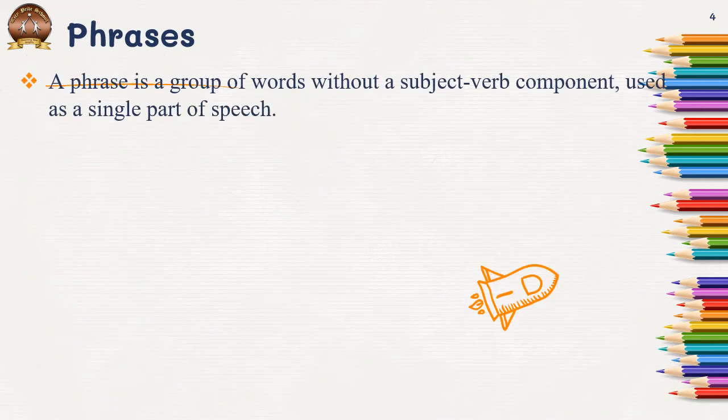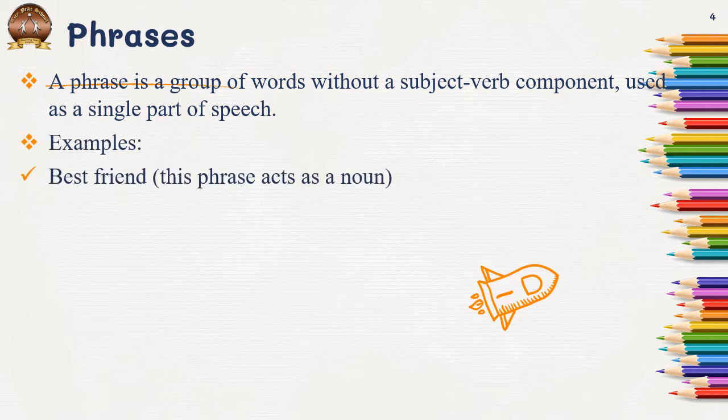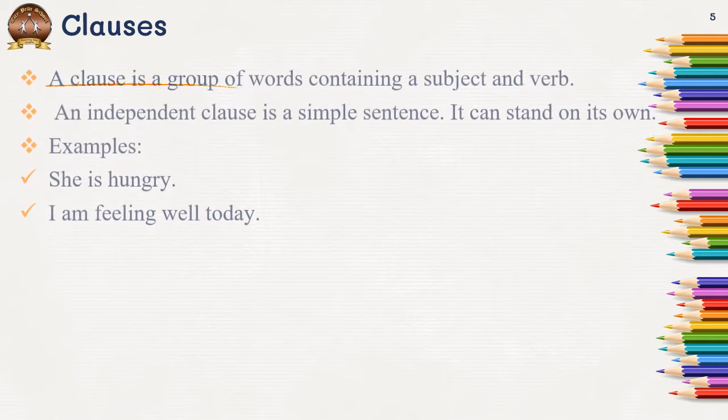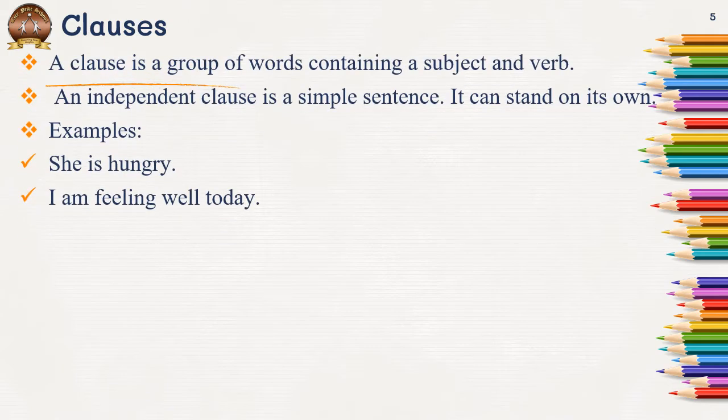So let's quickly revise what a phrase is. A phrase is a group of words without a subject-verb component, used as a single part of speech. For example, best friend. Ravi is my best friend. Now, clause. What exactly are we going to study in this chapter? We already know phrases, so we are going to focus on clauses more.